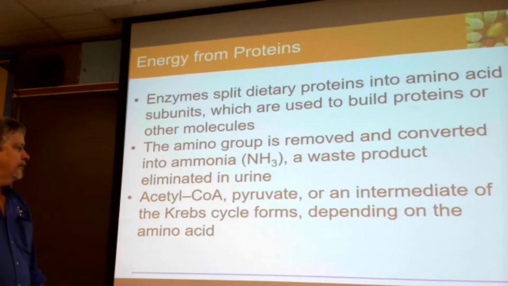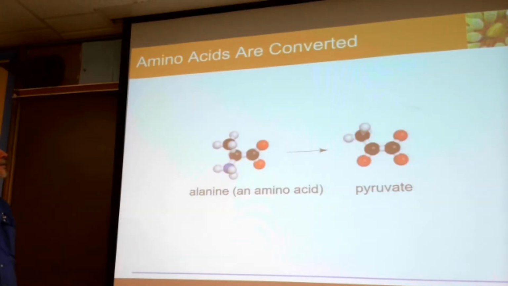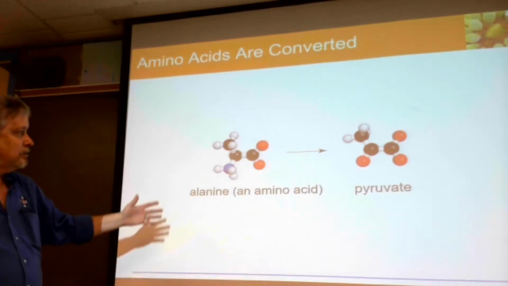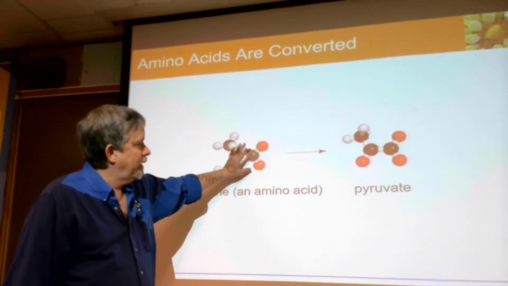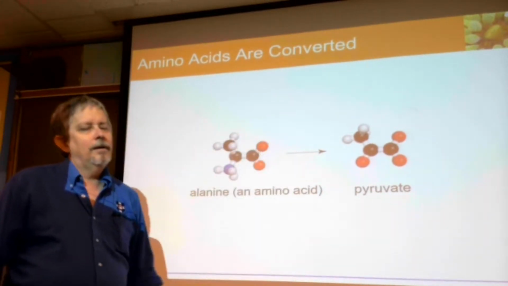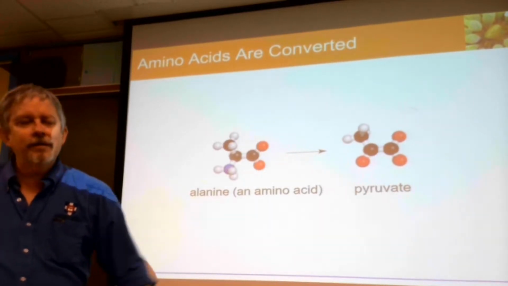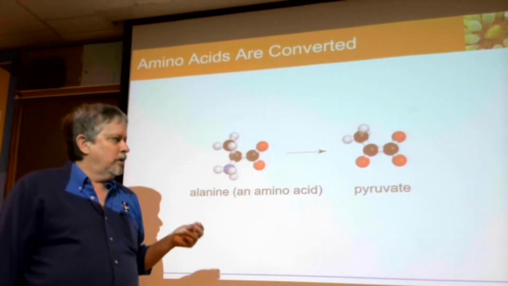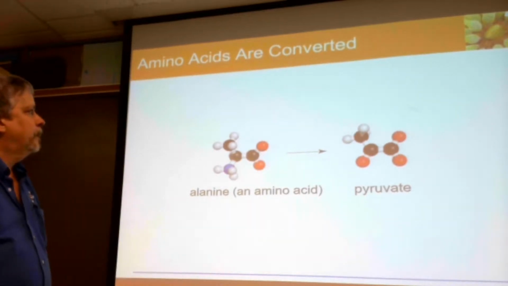So it depends on what the amino acid is. There is an amino acid, and the nitrogen can be taken off of it, and it forms a pyruvate, and now it's ready to go through acetyl-CoA, the Krebs cycle, electron transport, and phosphorylation.